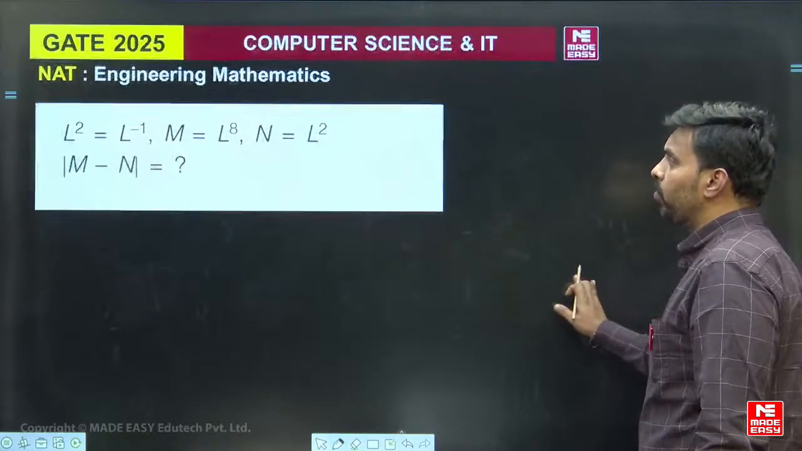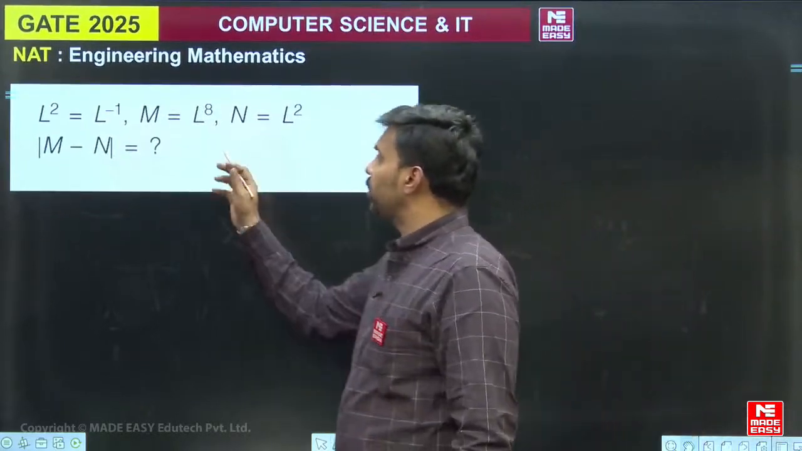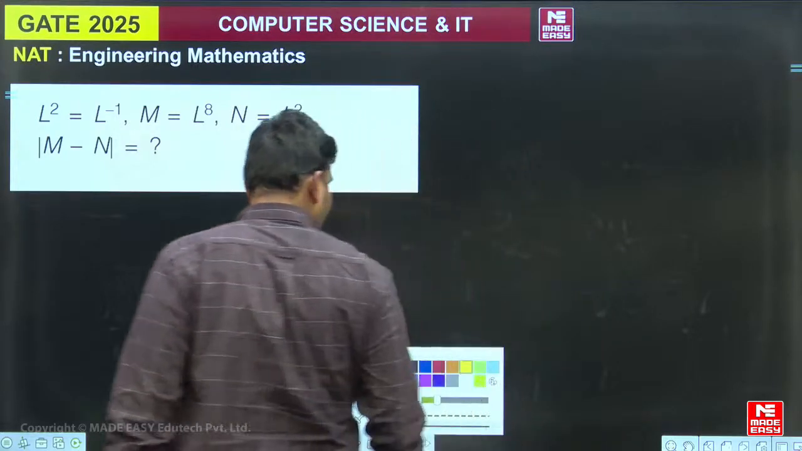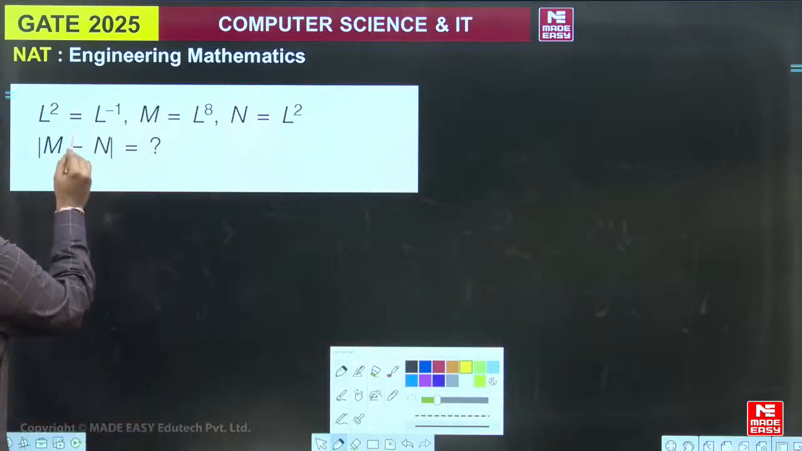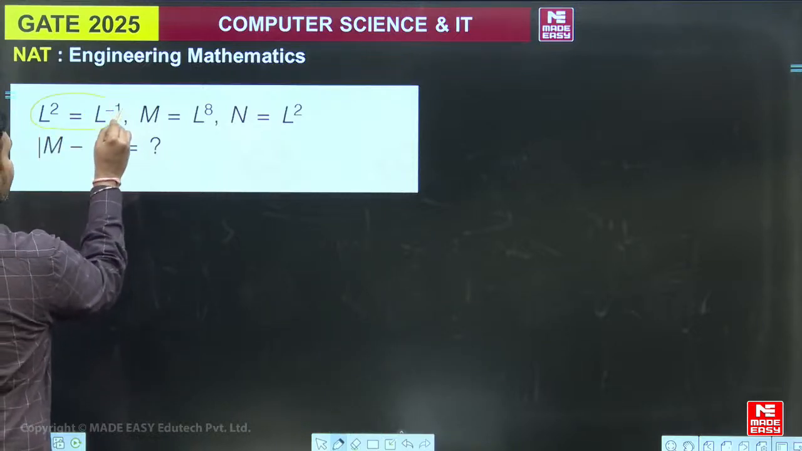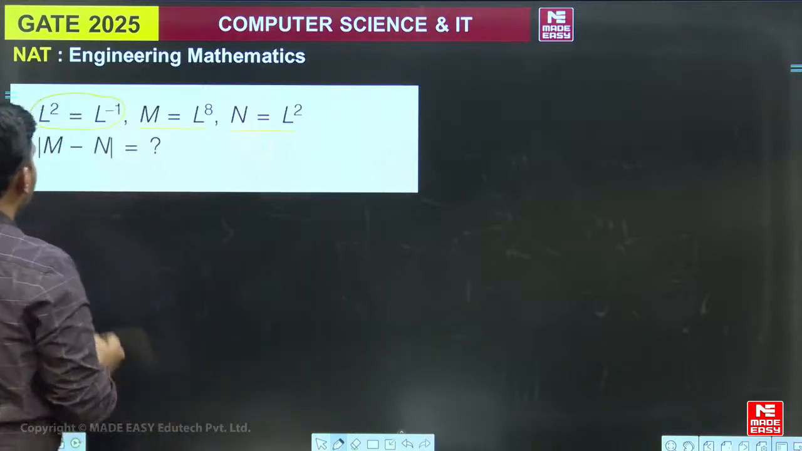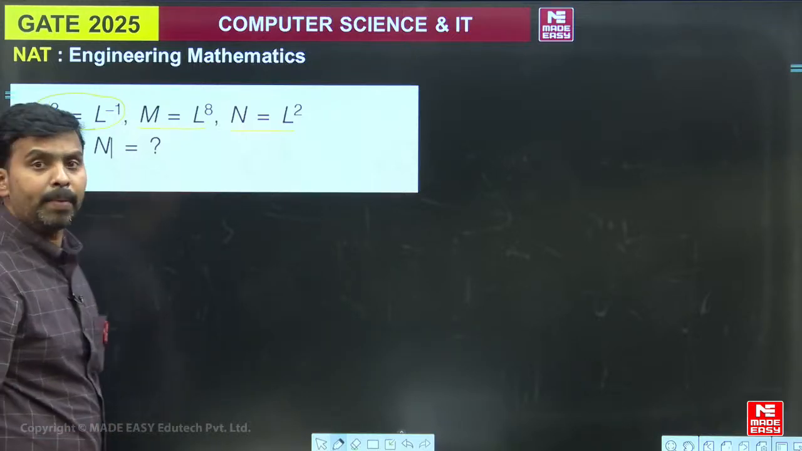So look at this question. Here also there is an engineering mathematics question, which came from linear algebra, son. So yes, let's discuss this. See here, he has given L square is equal to L inverse, M is equal to L power 8, N is equal to L square. He is asking for the determinant of M minus N.